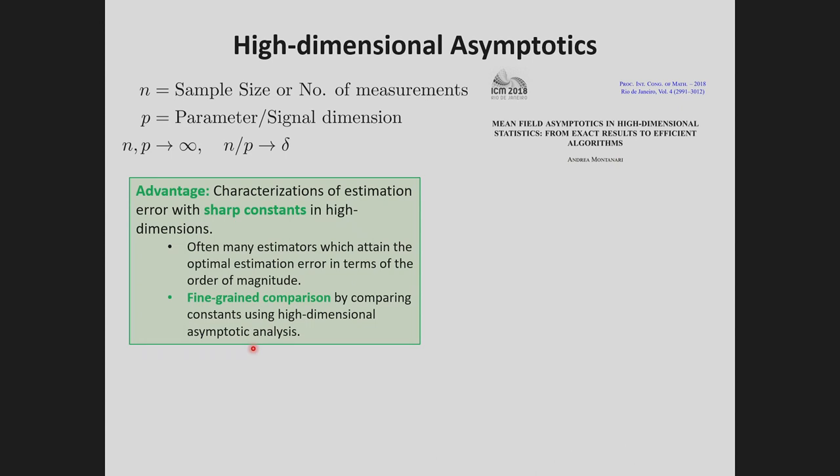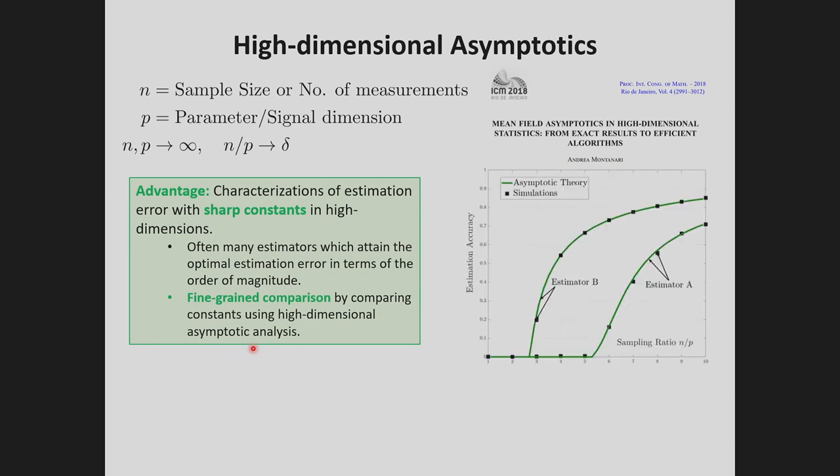The reason why we study these problems in this asymptotic regime is that we can precisely characterize the error of our estimators, including the constants. In many situations, we can come up with many estimators which get the correct order of magnitude of the error bound. Here, the promise of proportional asymptotics is that by analyzing problems in this regime, you can pin down the exact constants and compare different estimators which tend to be equivalent in terms of the order of magnitude of the error bounds.